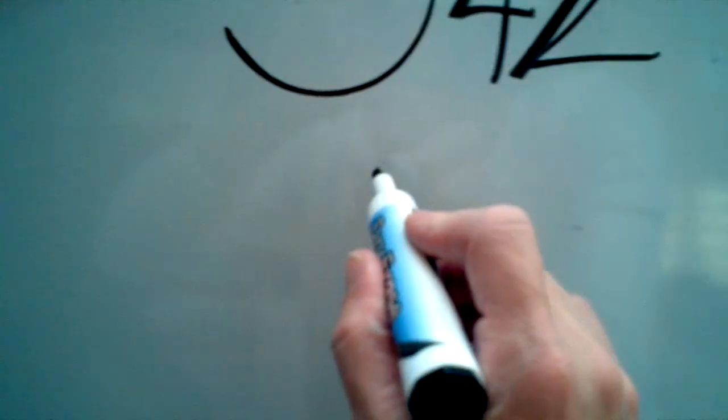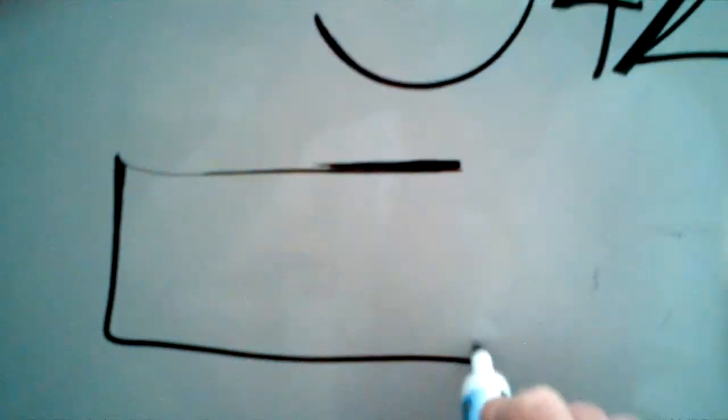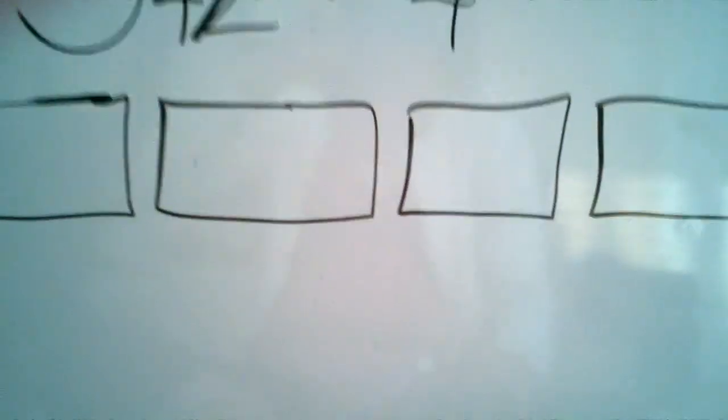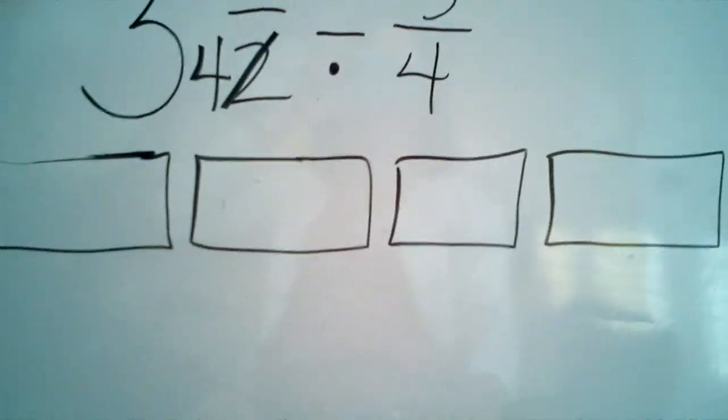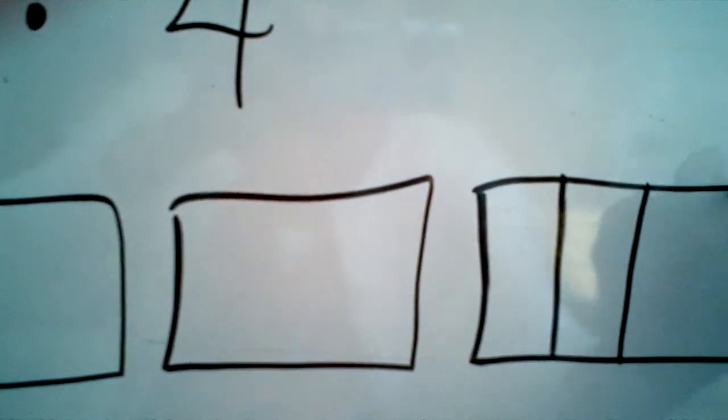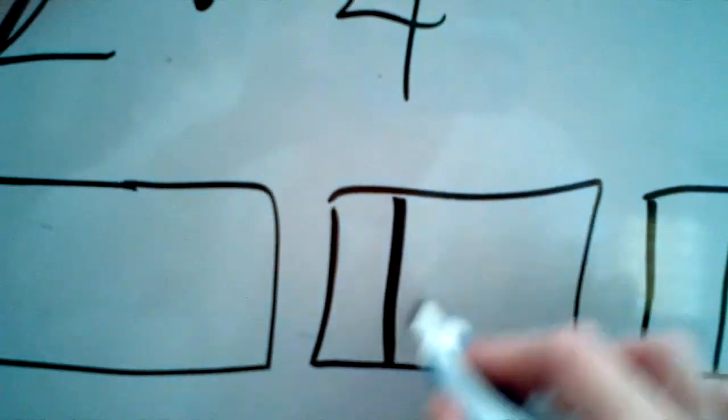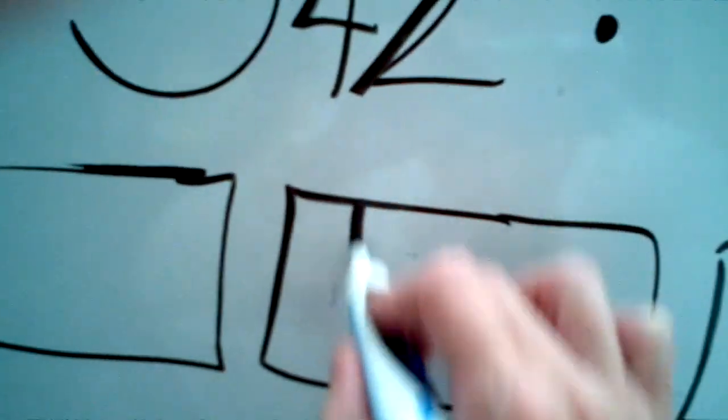So I'm going to draw 1, 2, 3 wholes and 2/4, which means that each of these needs to be divided into groups of 4, but that is my common denominator. So I'm going to divide each piece into 4 groups.